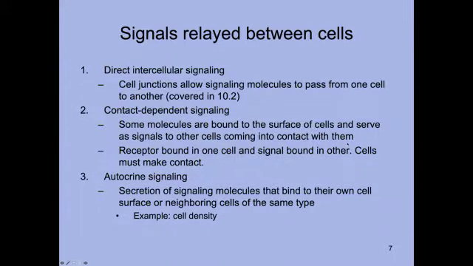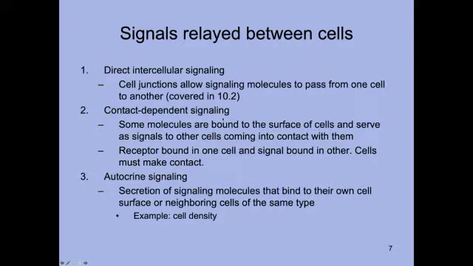So how do cells relay signals between themselves? When cells are far away, when cells are close by, and some cells even will excrete a signal to signal themselves. There are about 6 different ways that cells will relay signals.